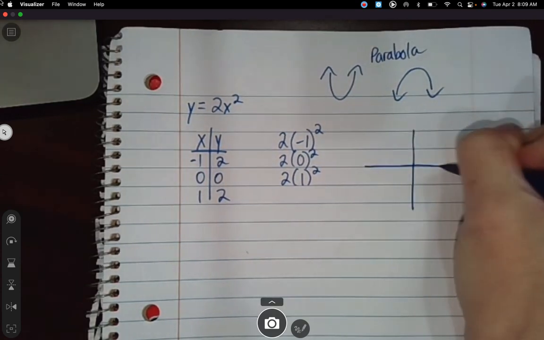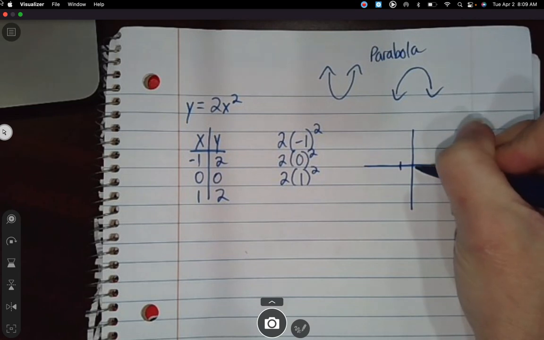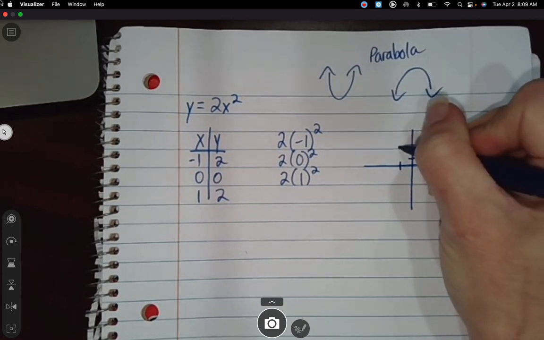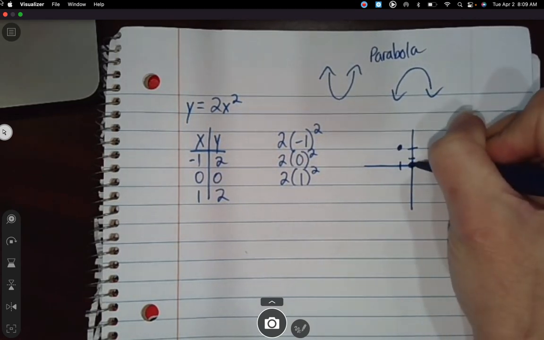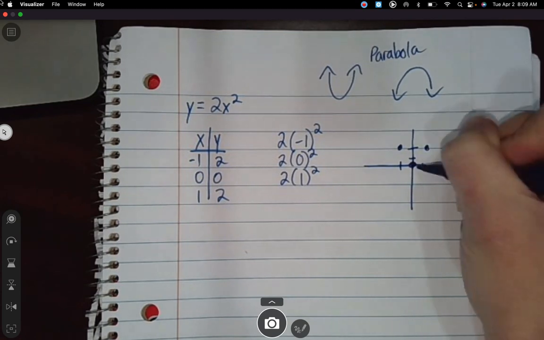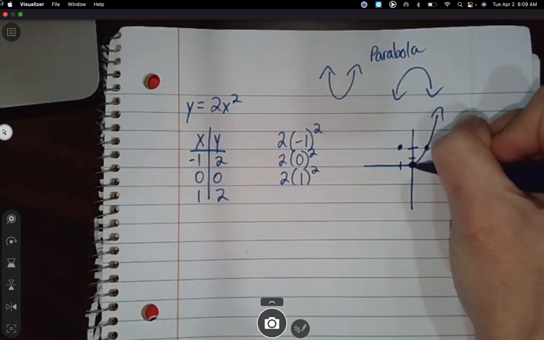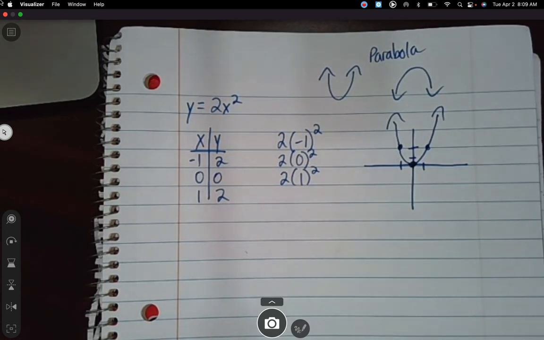So I would make a little graph, and I would go over -1 and up 2. Stay here at 0, 0. Over 1 and up 2. And here's my parabola. Do y'all remember that? Yeah? Okay.